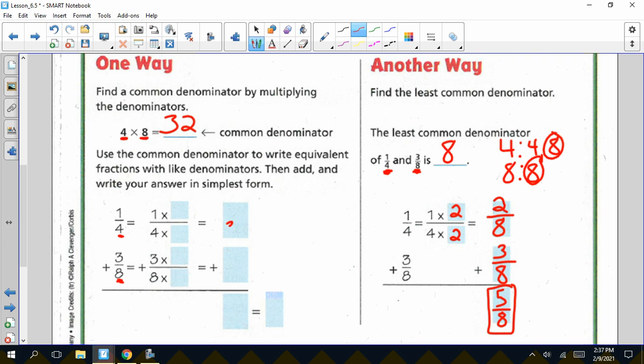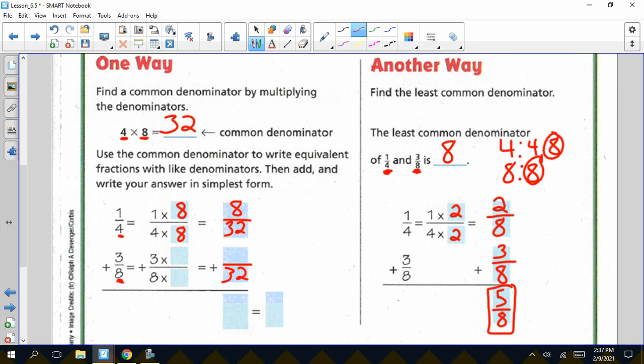So we're going to put 32 down, and we're going to change both fractions to 32. So we have to make equivalent fractions here. 4 times what gives me 32? That is 8. Whatever I do to the bottom, I must do to the top. So 1 times 8 equals 8. So 1/4 turns into 8/32.